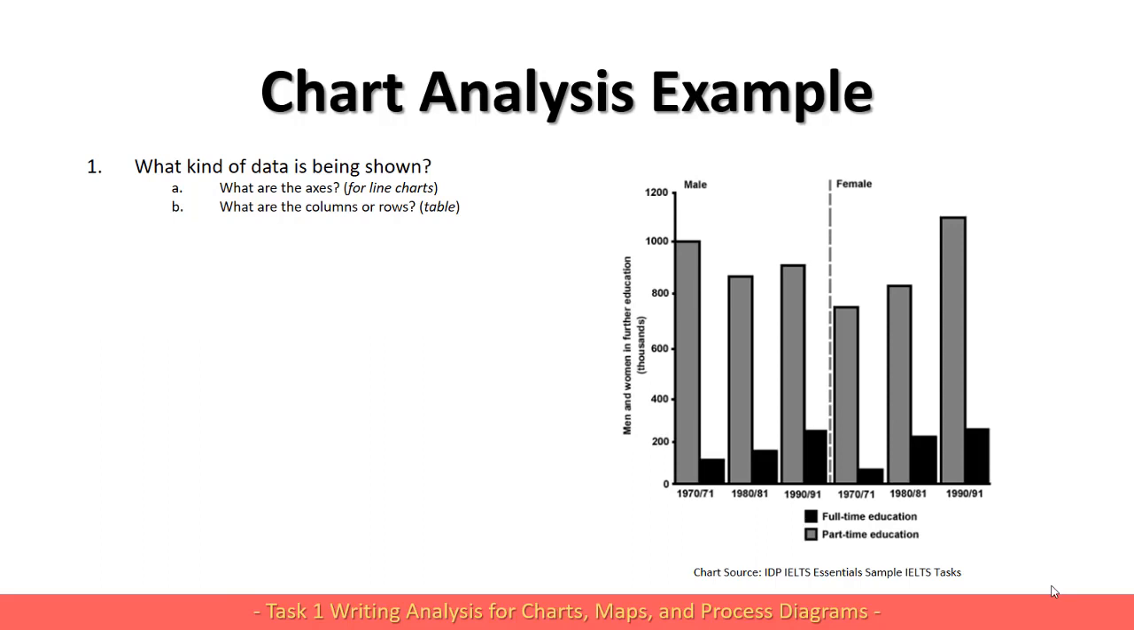Number 1, what kind of data is being shown? And so this is a bar chart. We're going to look at the axes here. On the y-axis, which is on the left, the up and down line, we have men and women in further education and in the thousands. Okay, we want to make sure we don't mess up this either. So it will be 100,000, 200,000, and so on and so forth.